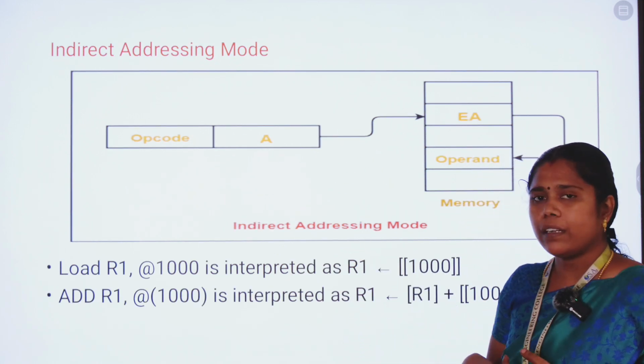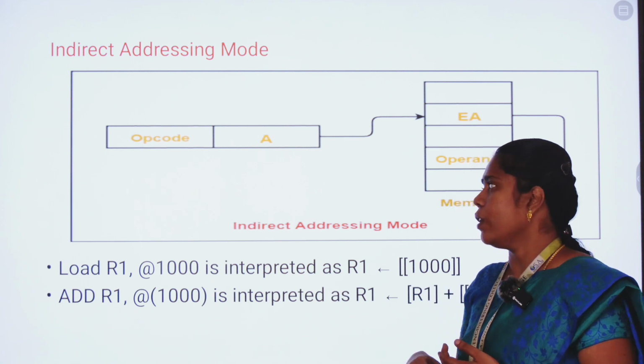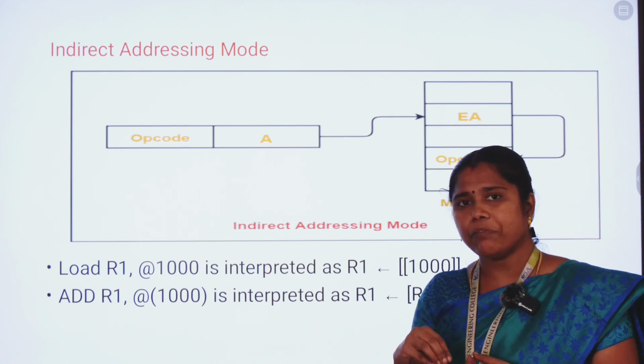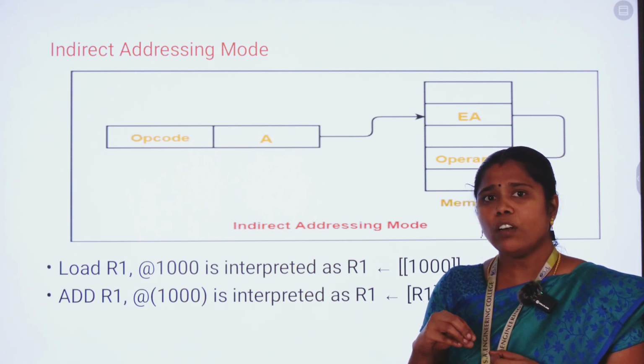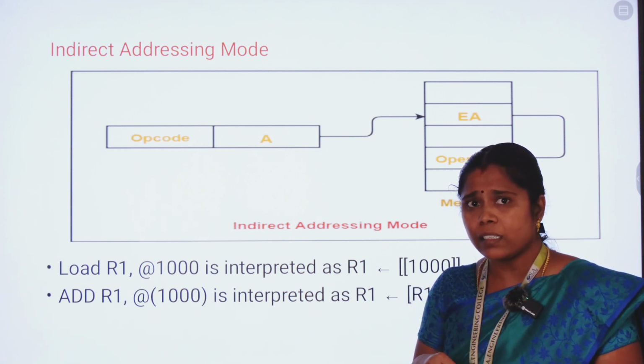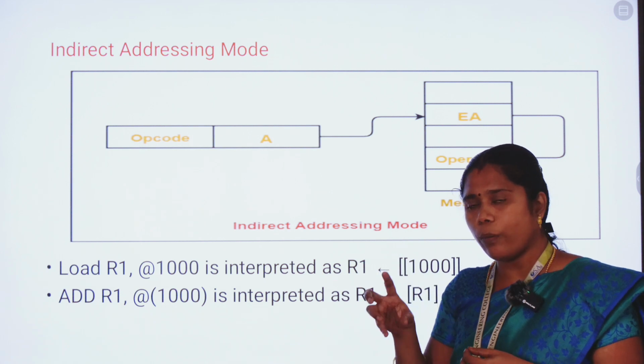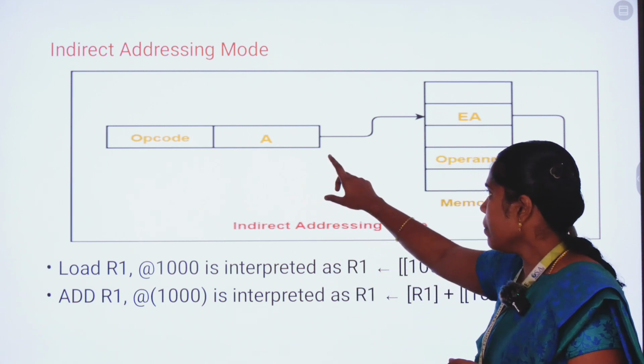The next type of addressing mode is indirect addressing mode. Here also an address will be specified in the instruction, but we cannot fetch the value directly from that address. That is only the effective address. We have to go to that address to fetch the operand. From the diagram itself we can know.